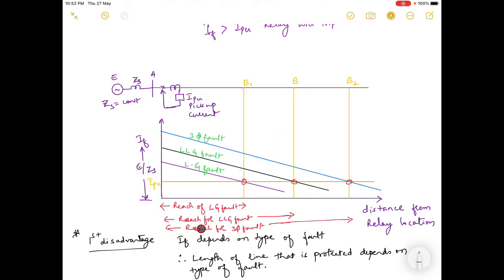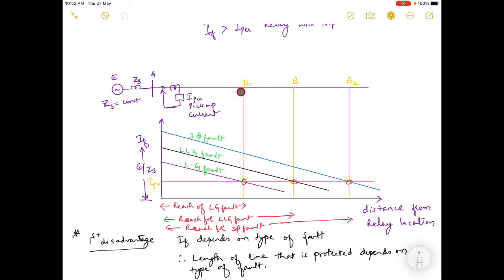So it means if a three phase fault occurs here, the relay can sense that current and take the tripping decision. So till B2 it can provide protection for three phase fault. For LG fault up to only B, and for LLG fault up to B1.